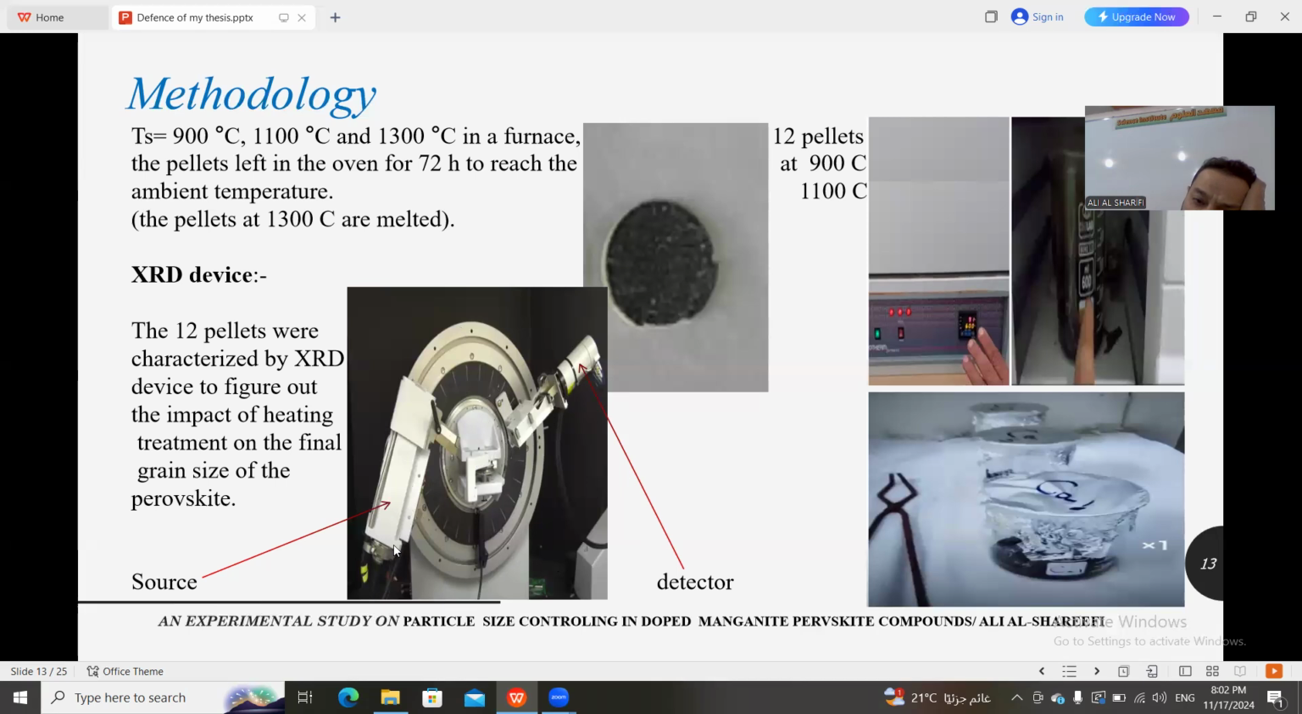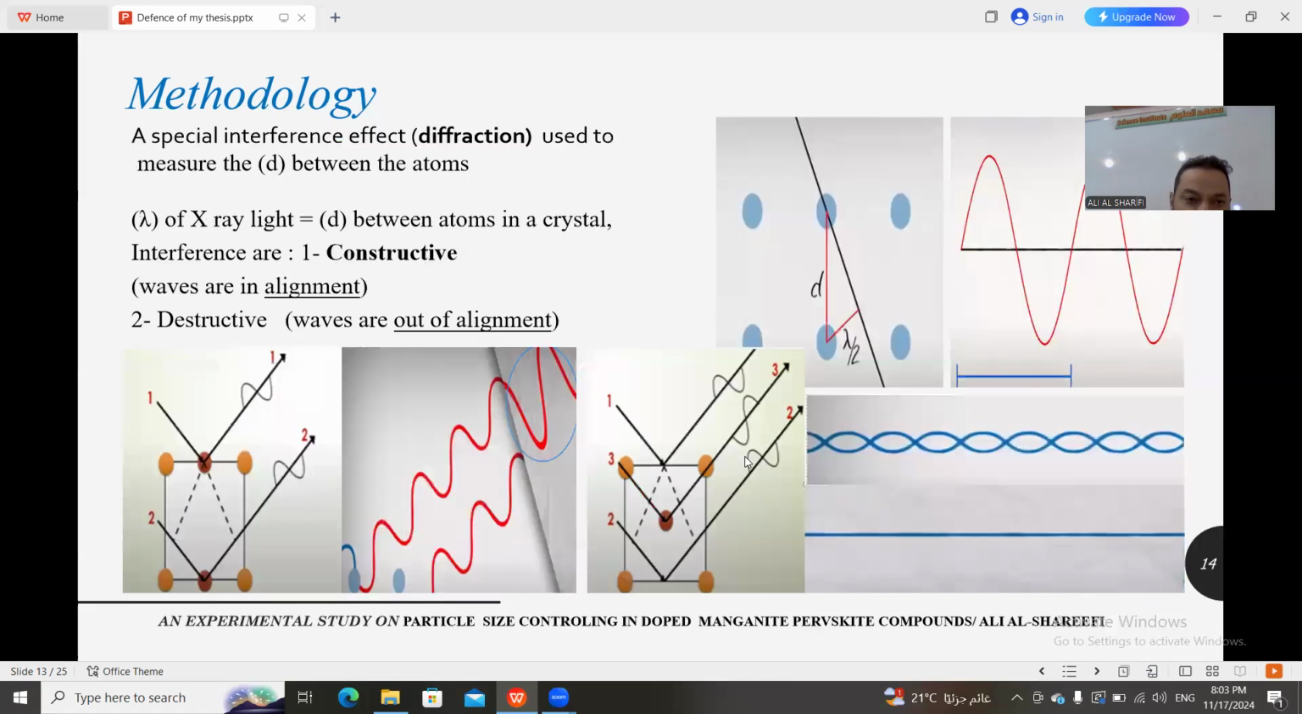And this device will route like that, and I will have different peaks. Each peak, sharp or broadening, has a meaning. Let me talk about that in the next slide. Now, a special interference effect.